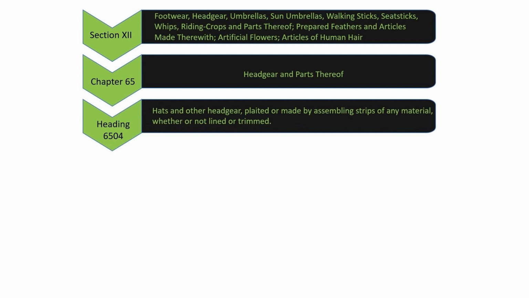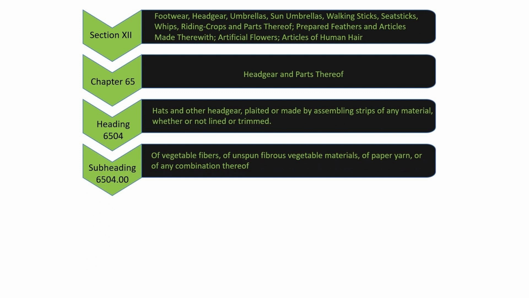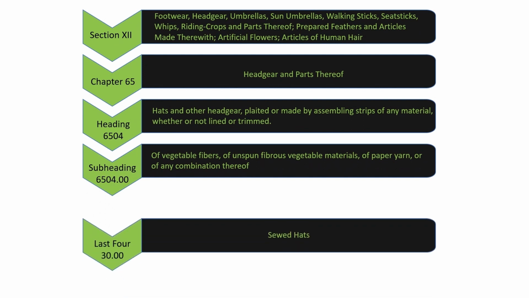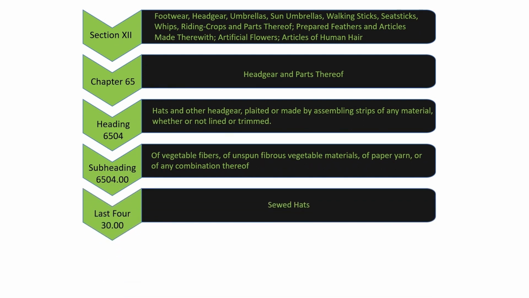The first 6 digits correspond to the subheading. The straw hats are under 650400, of vegetable fibers, of unspun fibrous vegetable materials, of paper yarn, or any combination thereof. As mentioned earlier, the last 4 digits are country specific, in this case, the United States. The last 4 digits assigned are 3000, which corresponds to suit hats.